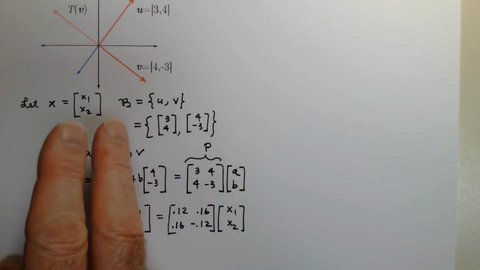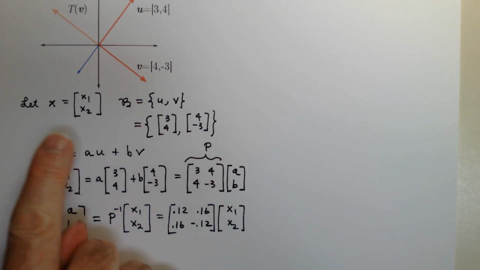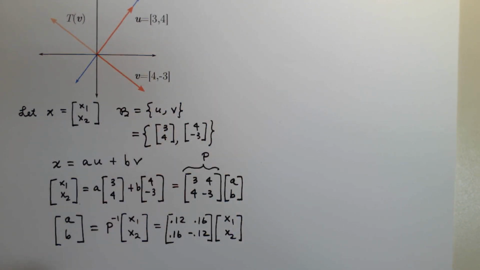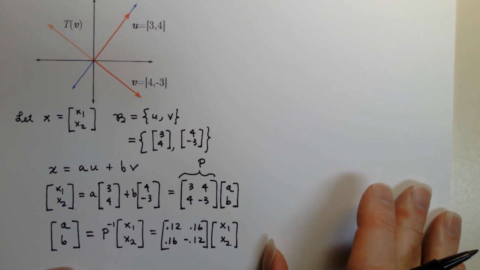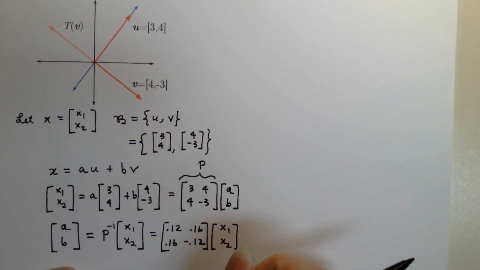We know how to go between these two different coordinate systems. Given a vector in the standard coordinate system, I can multiply that vector by this matrix and transform it into a vector in this UV coordinate system. Okay, so we have that ready. Now let's look at the point of using this basis relative to this simple transformation.